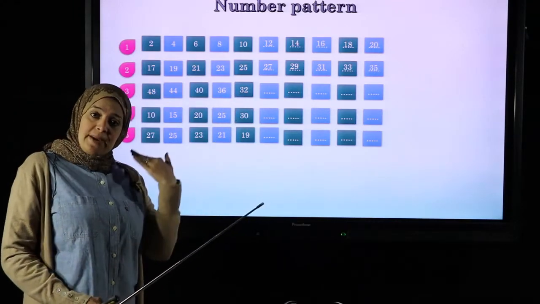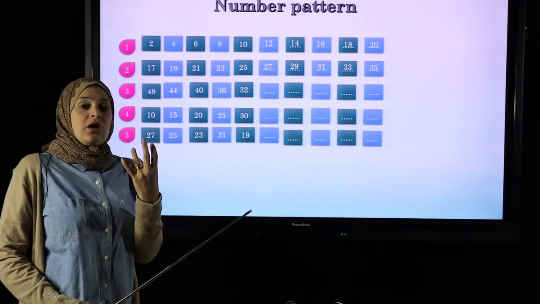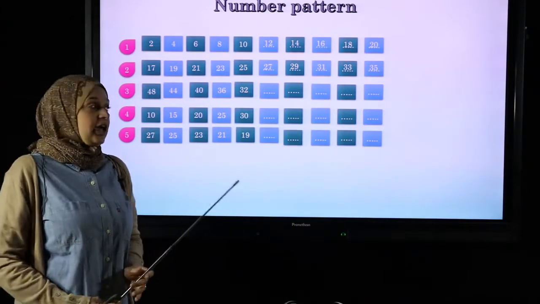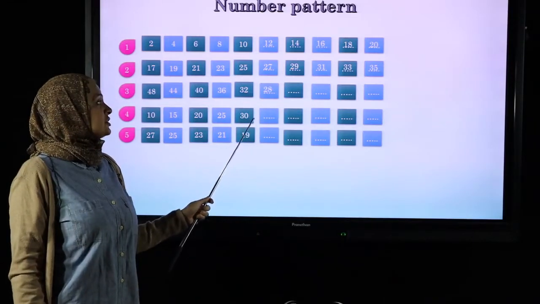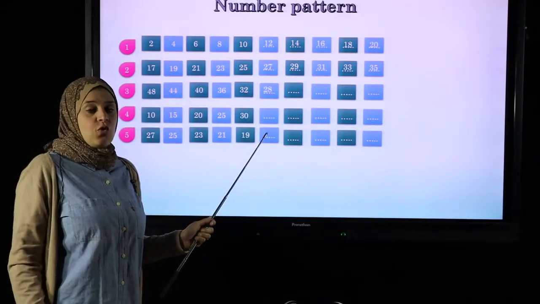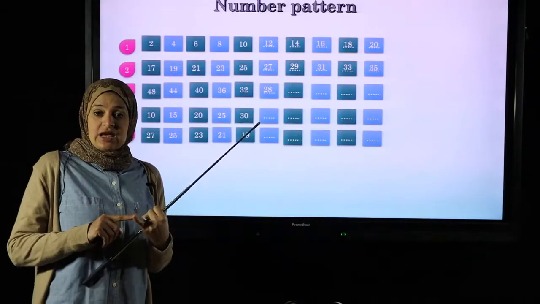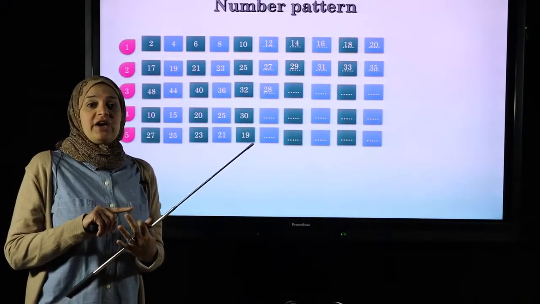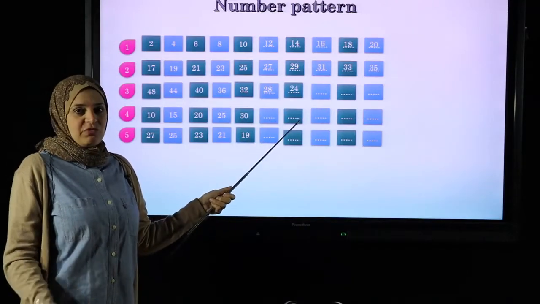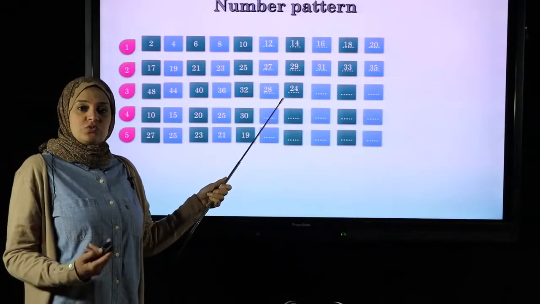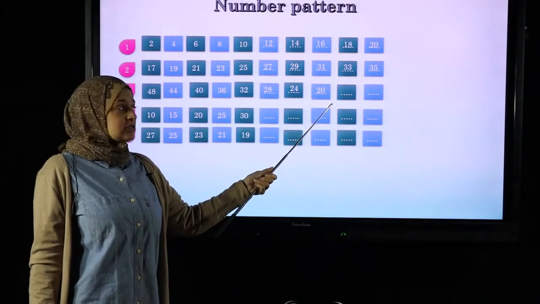Let's jump backward. Before 32, we have to jump 4. So before 32, we have 31, 30, 29, and 28. So I'm going to stop at 28. Excellent. This is my answer. Let's go to the next one. Before 28, jump 4 backward. So before 28 we have 27, 26, 25, and 24. Excellent. So my answer is going to be 24. Let's jump 4 backward. Before 24: 23, 22, 21, and 20. Excellent. Let's go to the next one.